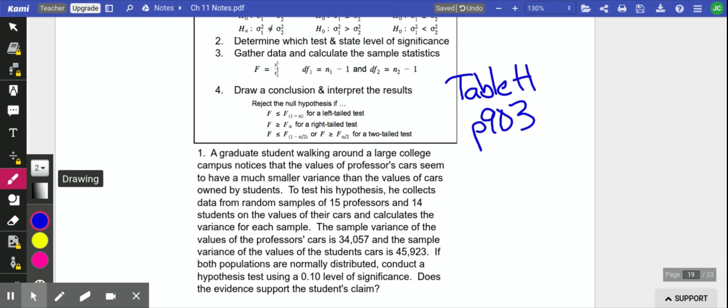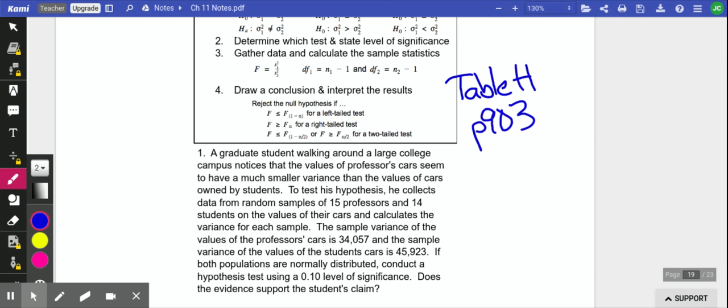So let's take a look at an example. We have a college student who's looking at the values of cars, professors versus students. He thinks that the professor's cars seem to have a smaller variance in values than the students. So he's got his random samples and the variance for both of them. Both populations are normally distributed, so we want a hypothesis test using a 0.10 level of significance. And we want to know if this supports his claim.